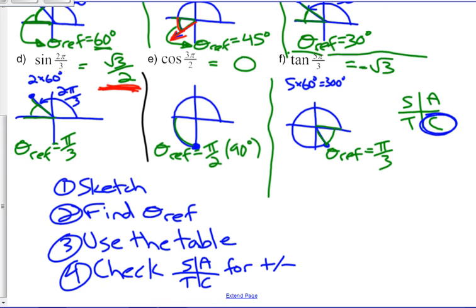To recap, to find the trig value for any multiple of our special angles, we're going to sketch, find theta ref, use the table, and then check for our positive or negative using ASTC. When we go to solve some equations, we're going to kind of reverse engineer this process.